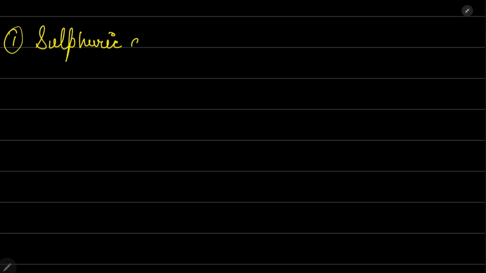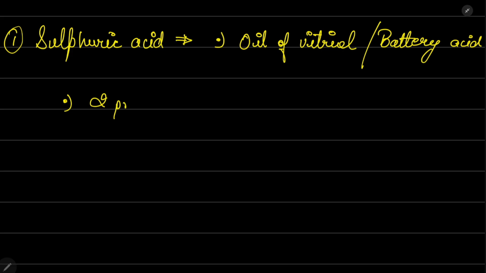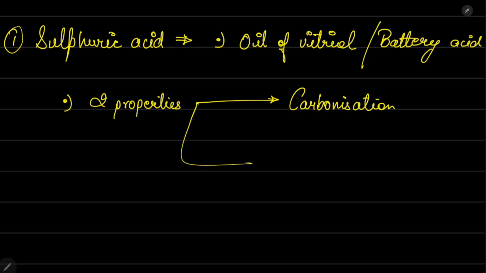Sulfuric acid is also known as the king of acids, also known as oil of vitriol, or battery acid, as it is used in car batteries and inverter batteries. Sulfuric acid has particularly two properties: first is carbonization, and second is hygroscopy.